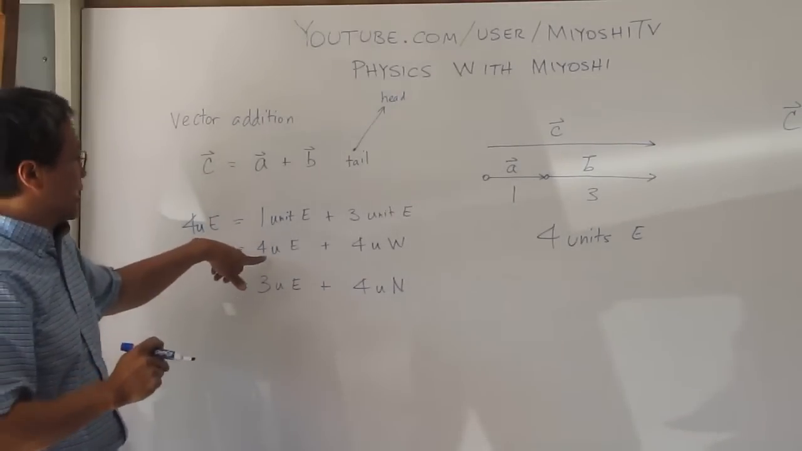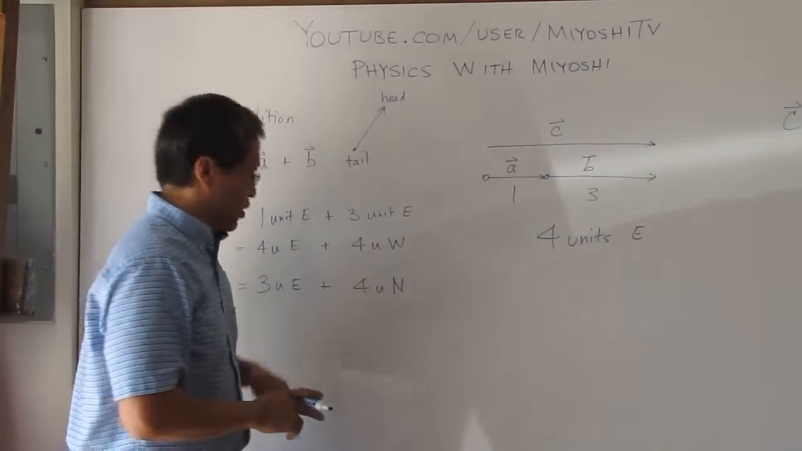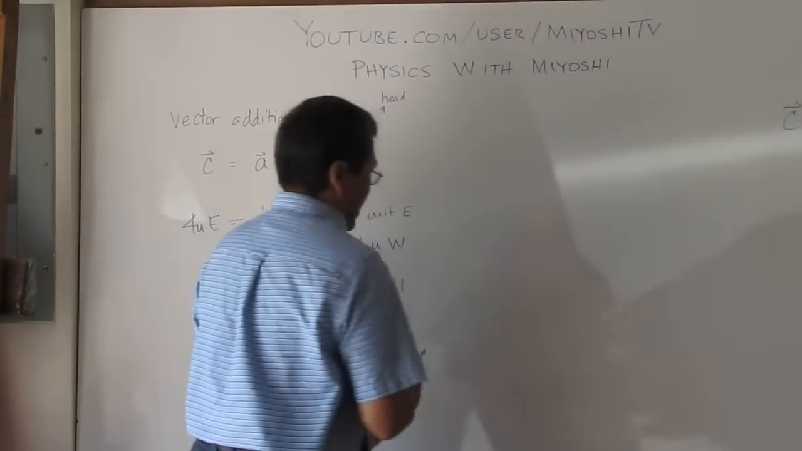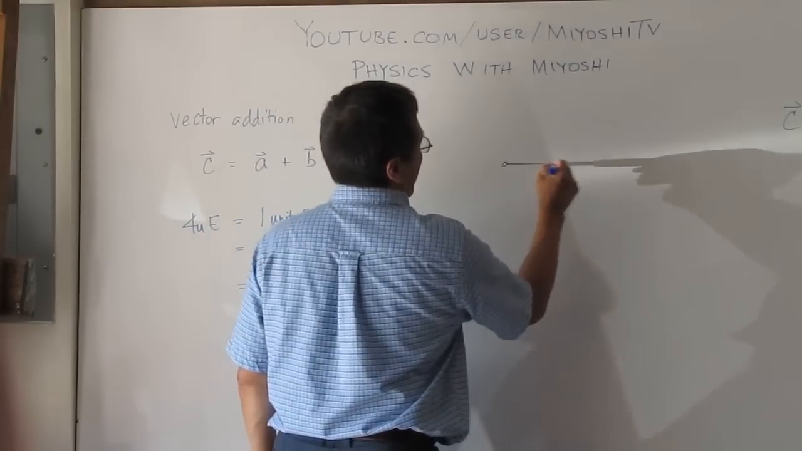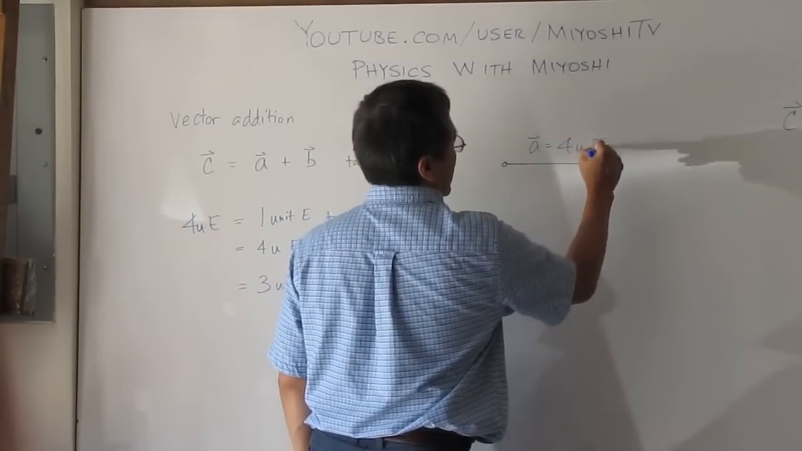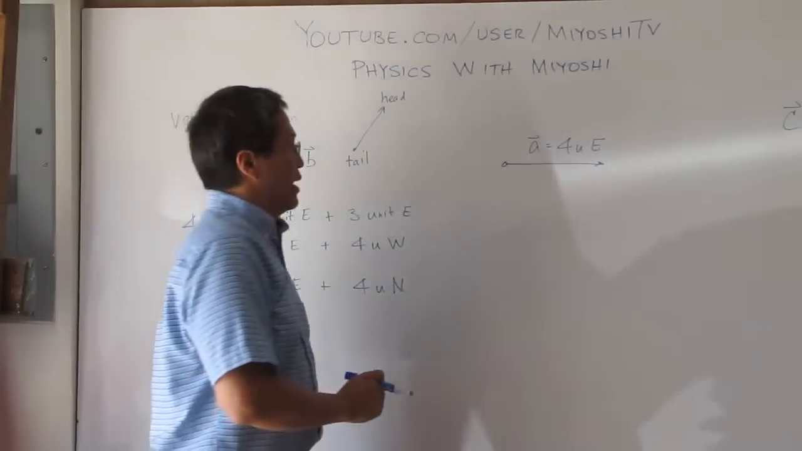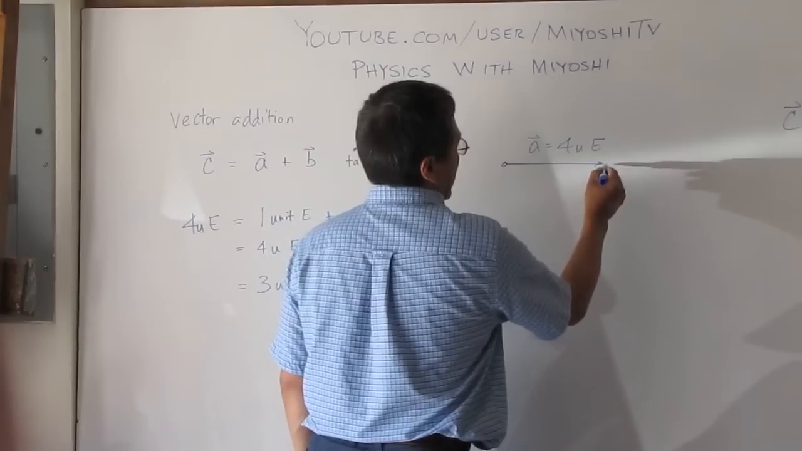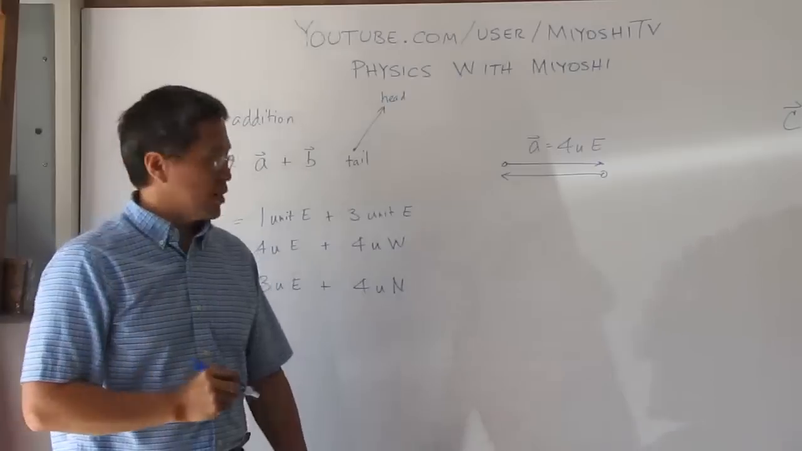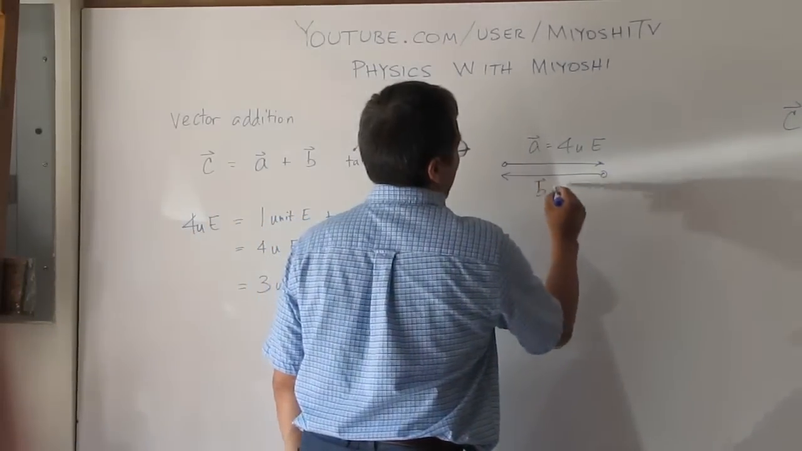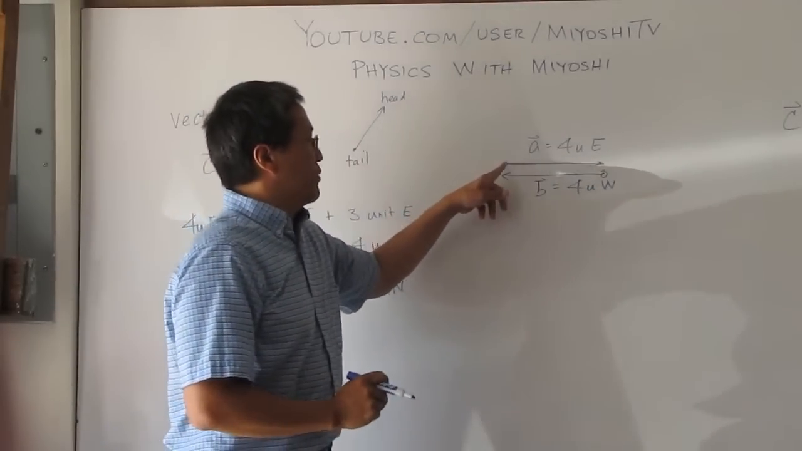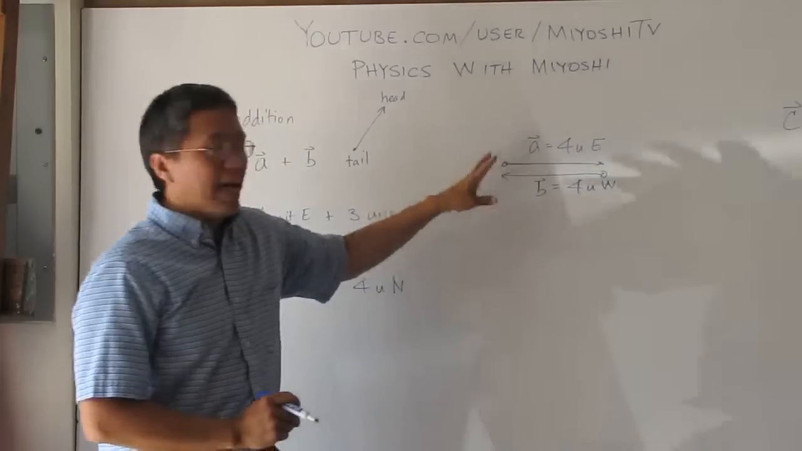So the second example, I have 4 units east plus 4 units west. In this case, now I have to be careful of my directions, but I have 4 units east. So there's my A, 4 units east. And then when I add my other, I'm just going to put this back here, so instead of putting it right on top, I'll put 4 units there to the west. So that's my B. And the resultant is whatever net I end up at.